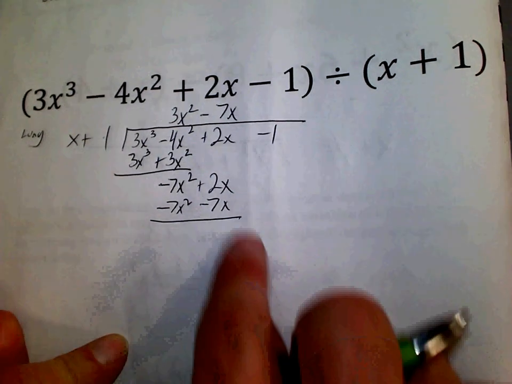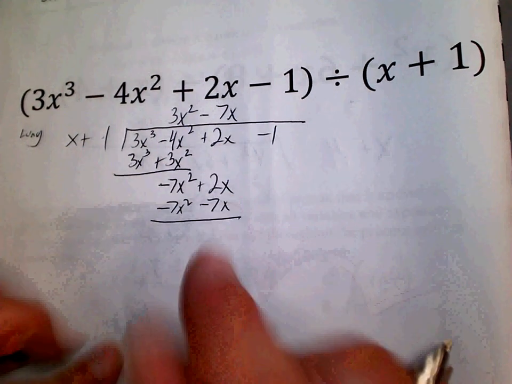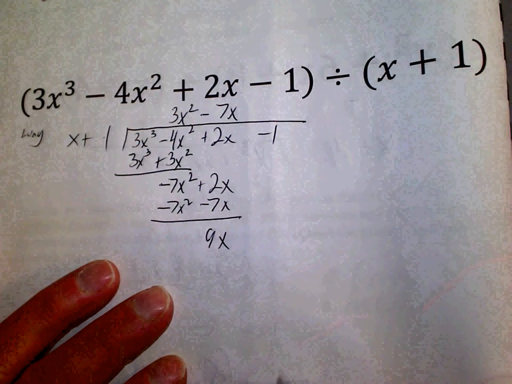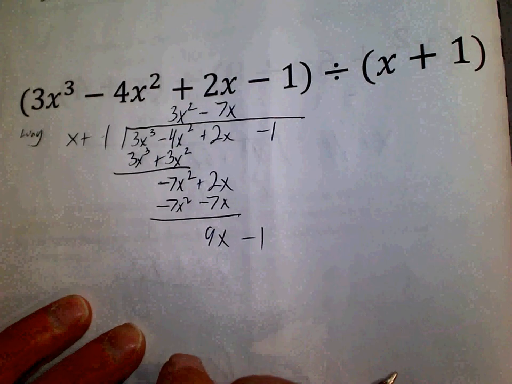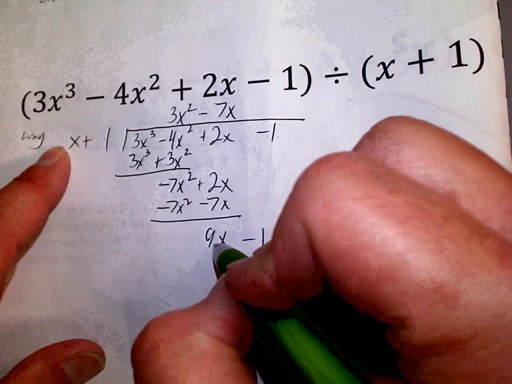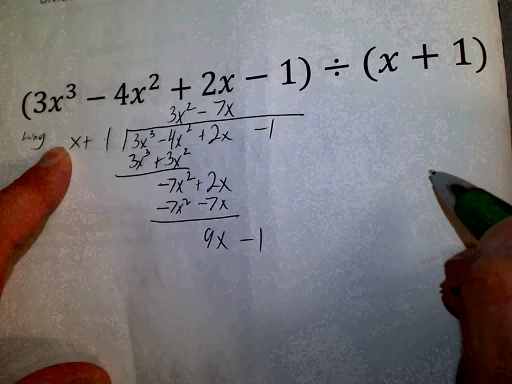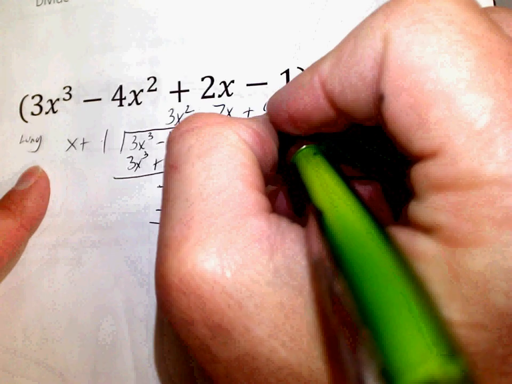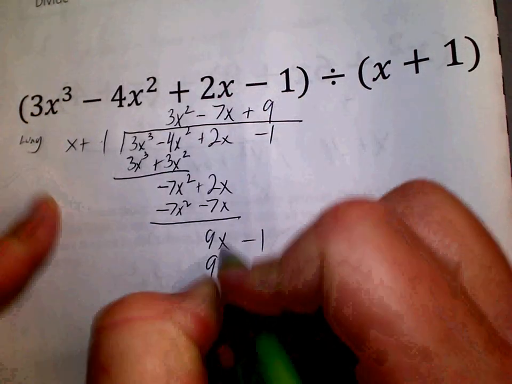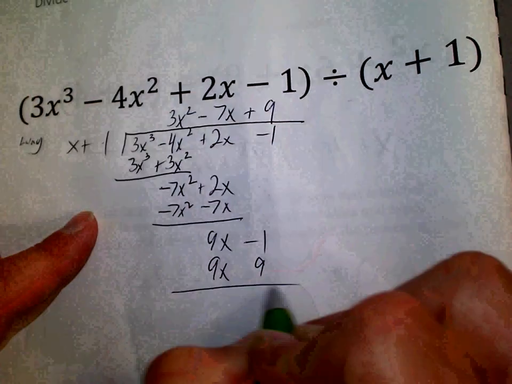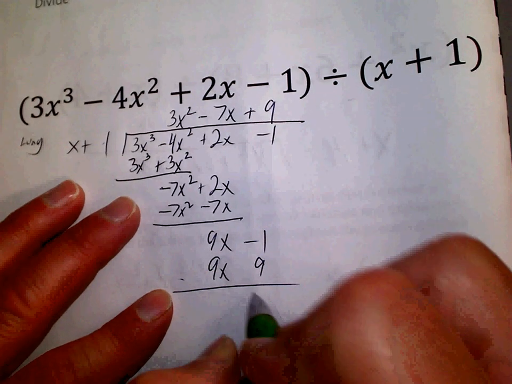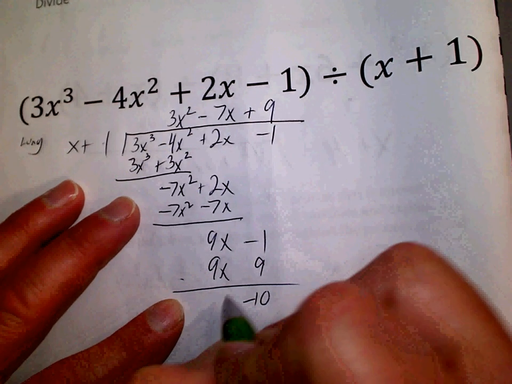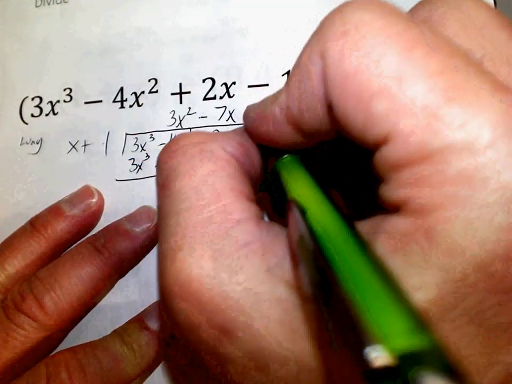Subtract. 9x, right? Bring down the minus 1. X times what is 9x? 9 times x is 9x. 9 times 1 is 9. You subtract, you would get negative 1 minus 9, negative 10. So you'd have 3x squared minus 7x plus 9 with a remainder of negative 10.